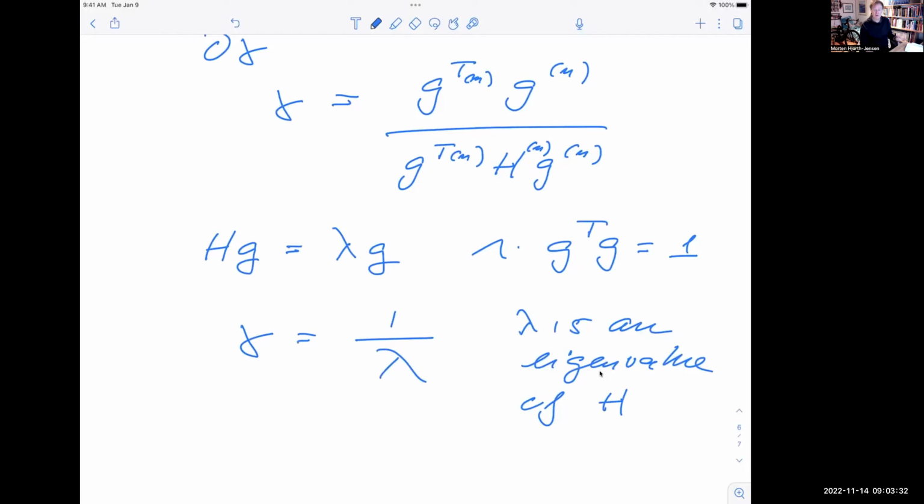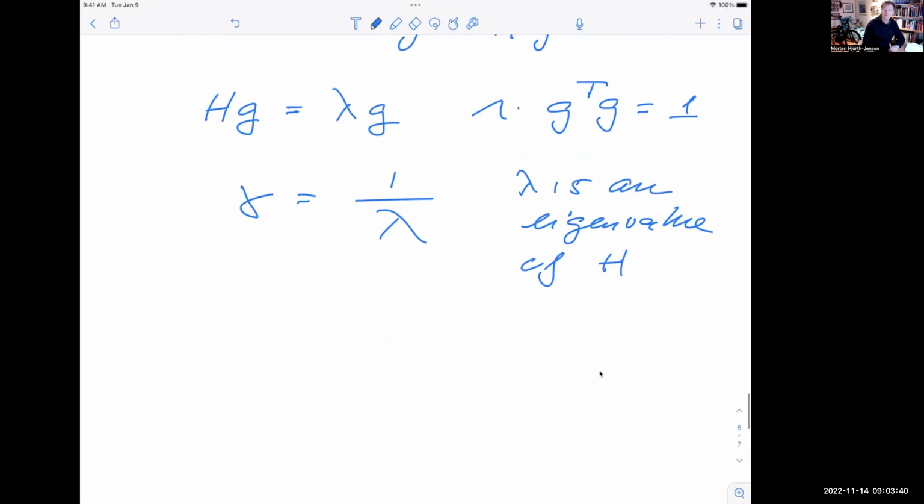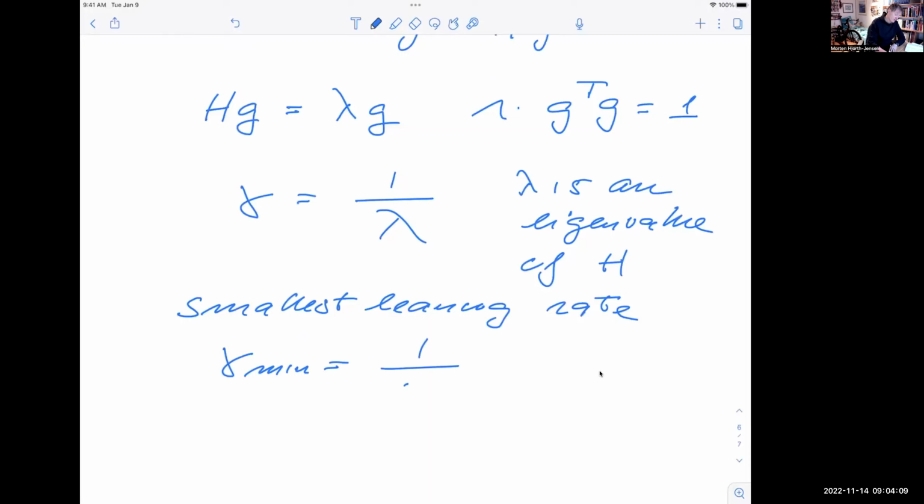So if we can diagonalize the Hessian matrix, we can actually try to use that as a way to set the learning rate. And we know that the size of the learning rate is then given by the maximum value and the minimum value. So that means that the smallest learning rate, which we can call gamma min, is obviously given by 1 over lambda max, the largest eigenvalue.